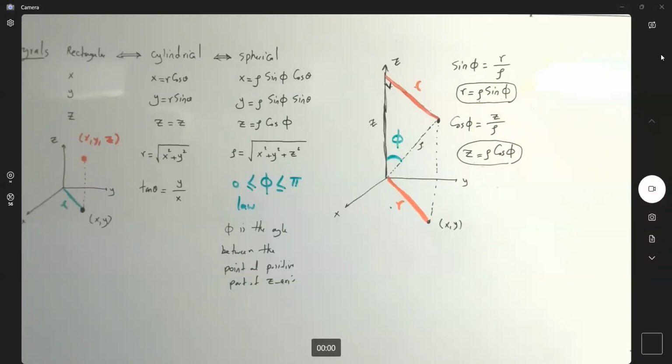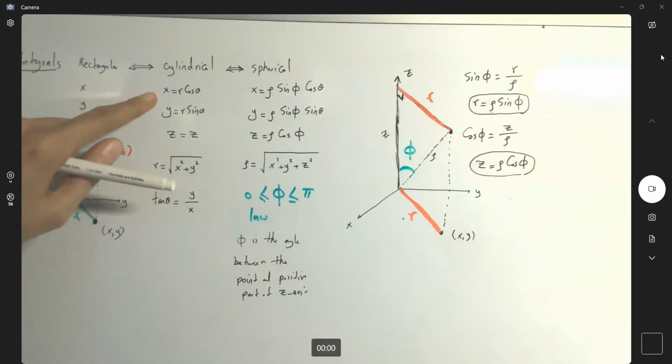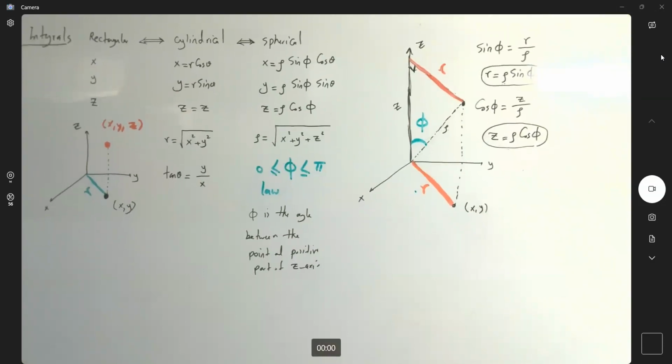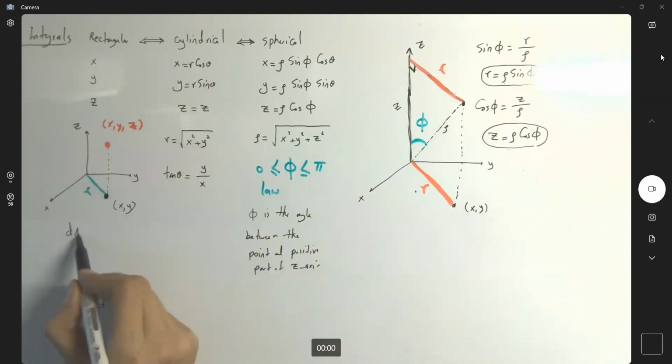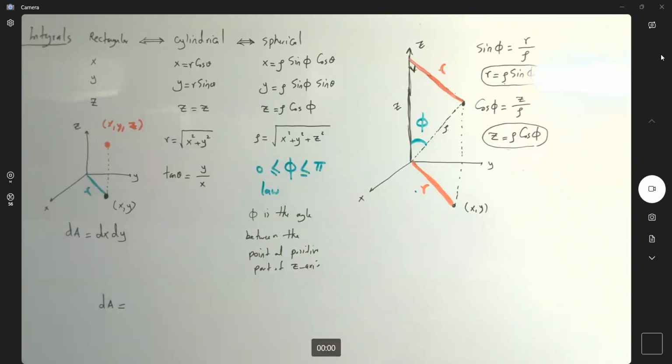So we introduced the rectangular coordinate system, the cylindrical coordinate system, and the spherical coordinate system, and the logic behind them. Remember that dA in the rectangular coordinate system was defined as dx dy or dy dx, and then we moved to the polar coordinate system, where dA was converted into r dr d theta.